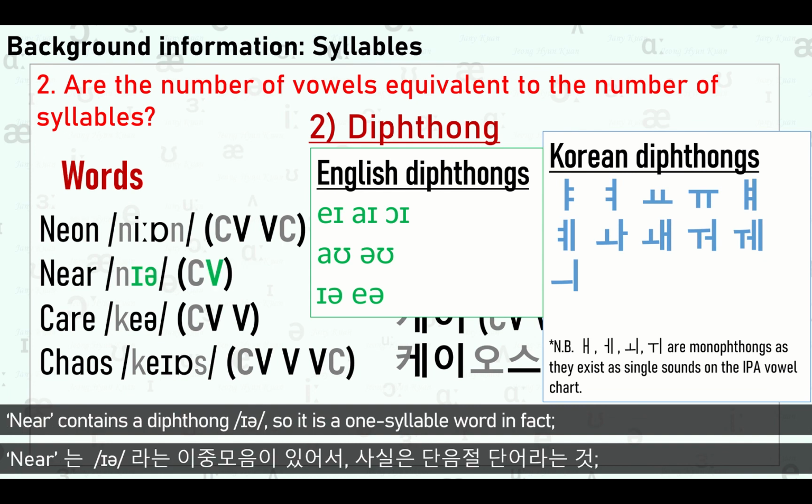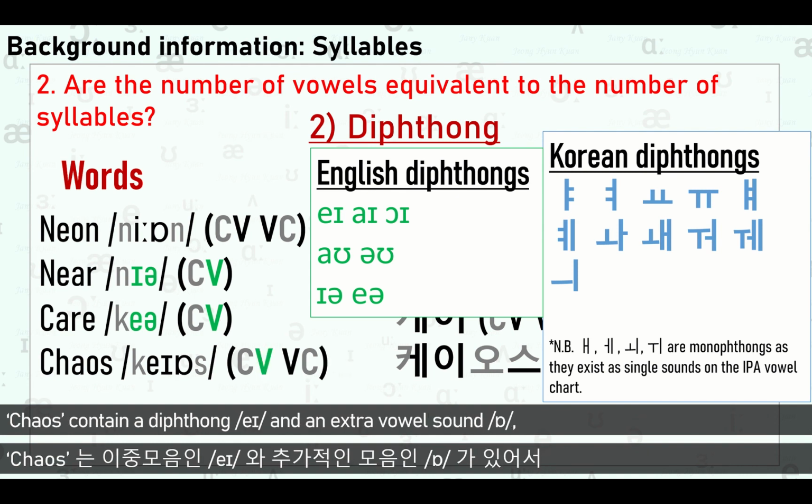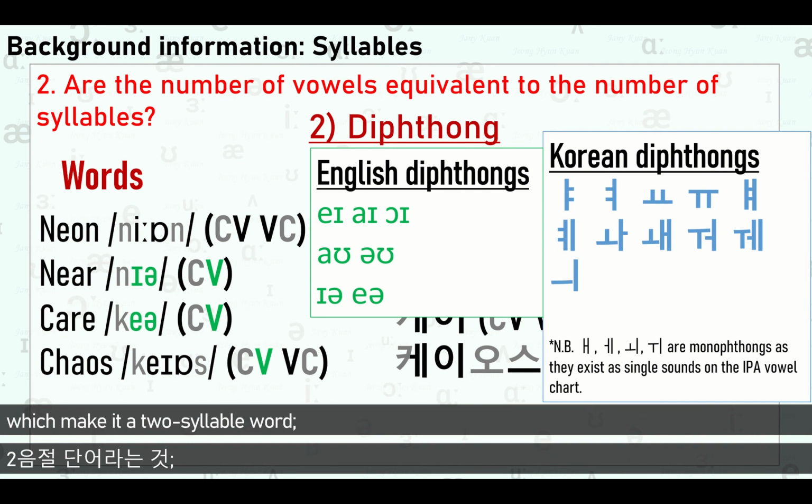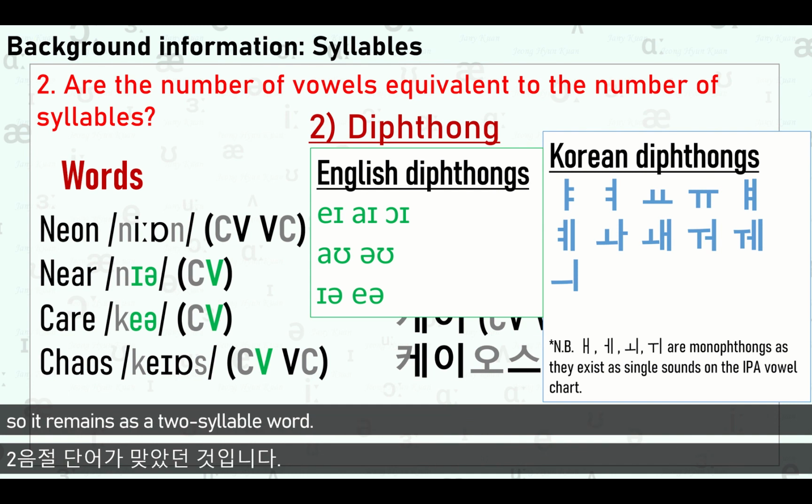near contains a diphthong ear, so it is a 1-syllable word in fact. Care contains a diphthong air, so it is also a 1-syllable word. Chaos contains a diphthong a and an extra vowel sound o, which makes it a 2-syllable word. And lastly, neon does not have any diphthong but 2 separate vowel sounds, so it remains as a 2-syllable word.